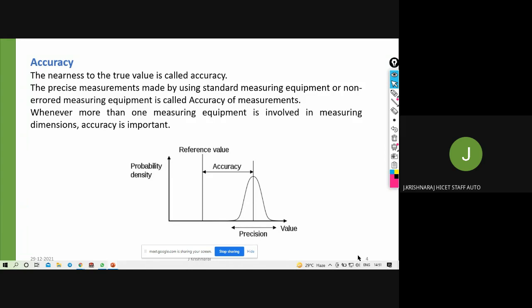In laboratories, like NABL-accredited laboratories, there are certified people for calibrations. They are authorized, government-approved people. So they calibrate these kinds of metrology and measuring equipment. If you need to get ISO certification or something else, you need to calibrate the equipment frequently, because while handling these things, there will be some error values.